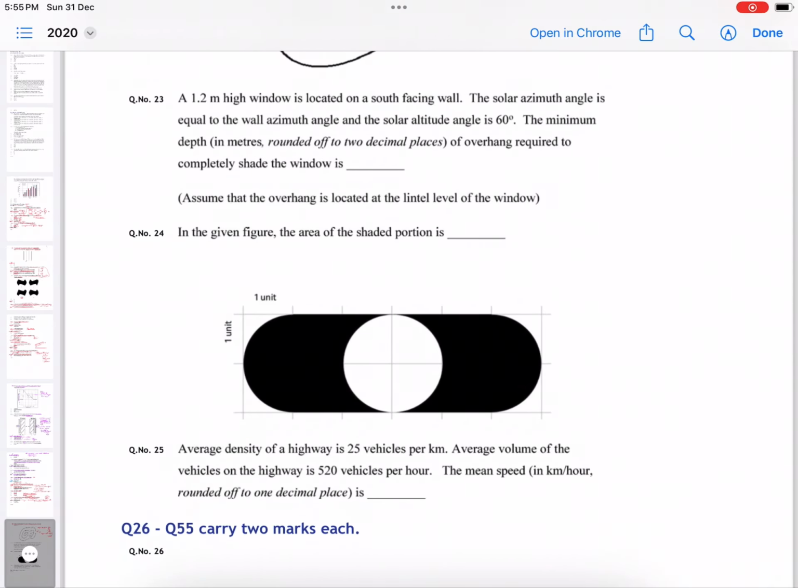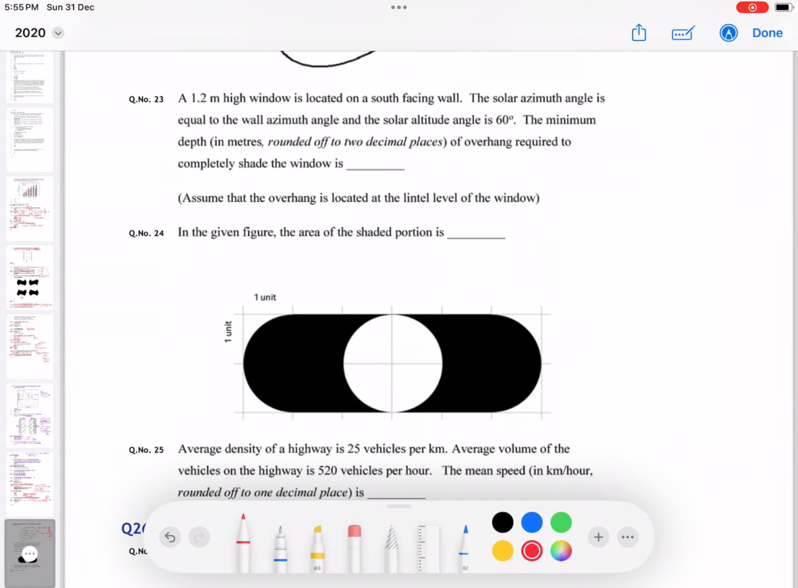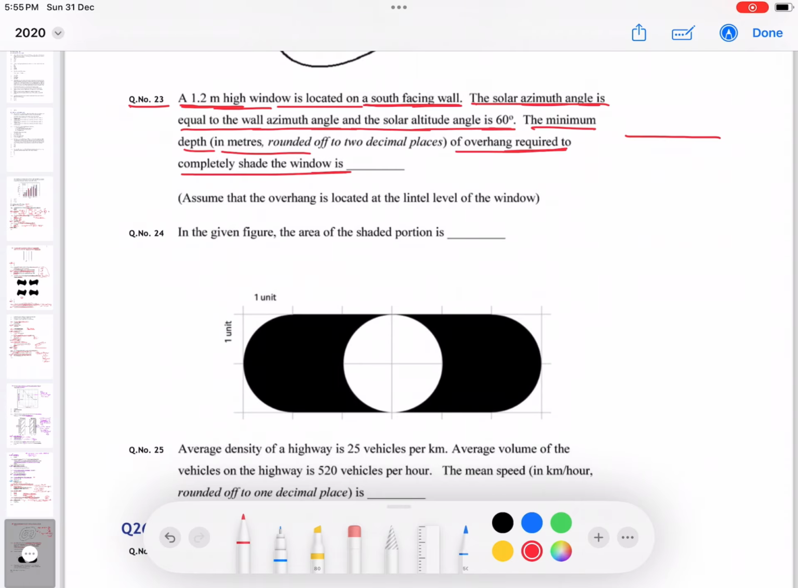Moving on to question number 23. A 1.2 meter high window is located on a south facing wall. The solar azimuth angle is equal to the wall azimuth angle, and the solar altitude angle is 60 degrees. The minimum depth in meters of overhang required to completely shade the window is. So they have given you everything you need to know. You just have to make a diagram and then it will be very simple. I'm making a diagram. You can practice it.